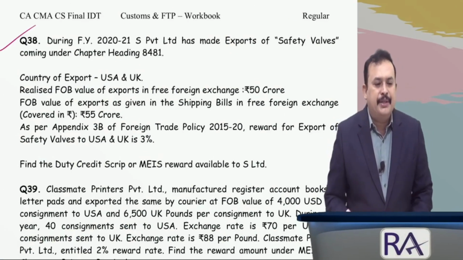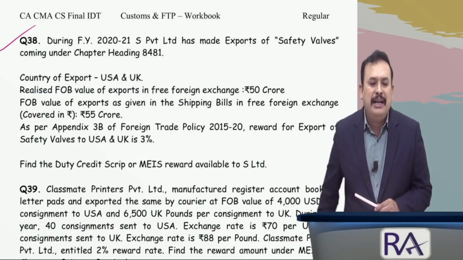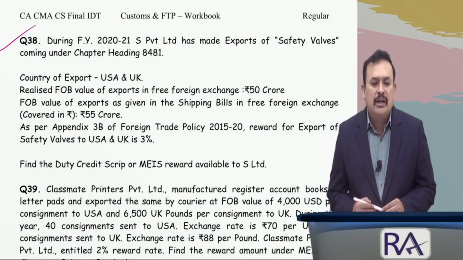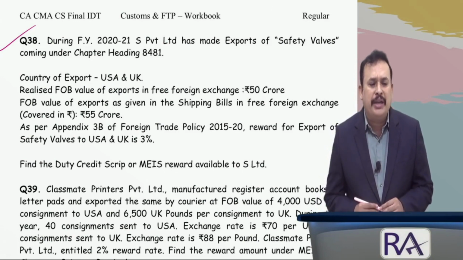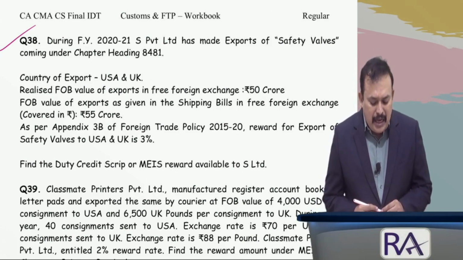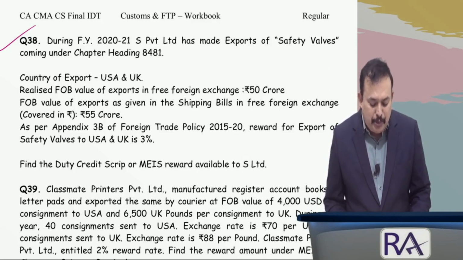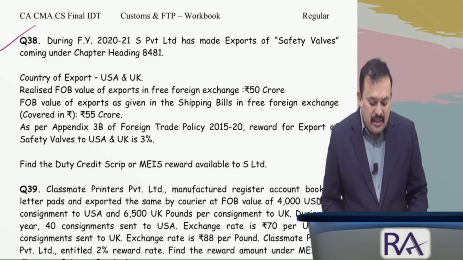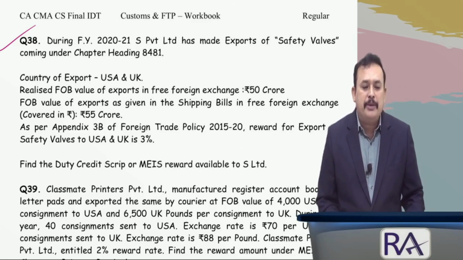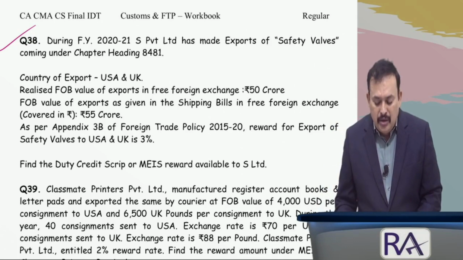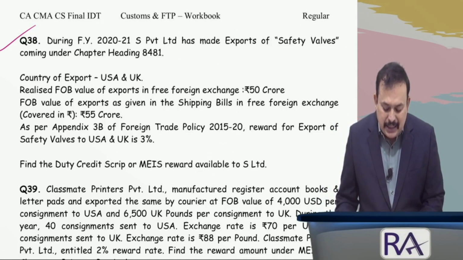Question number 38. During the financial year 2021, Yes Private Limited has made export of safety valves coming under chapter 8481. Country of export: US and UK. Realized FOB value of export in free foreign exchange is 50 crores. FOB value of export as given in the shipping bill in free foreign exchange is 55 crores. As per Appendix 3B of the Foreign Trade Policy 2015-20, the reward for export of safety valves to USA and UK is 3%. Find the duty credit scrip or MEIS reward amount.